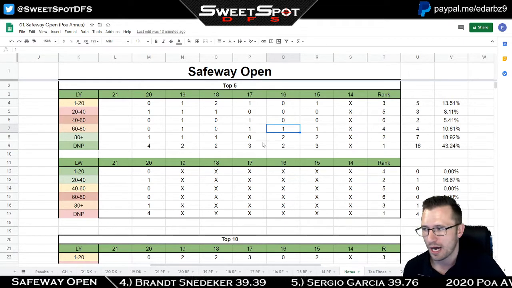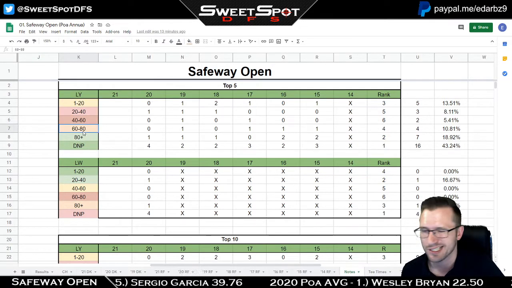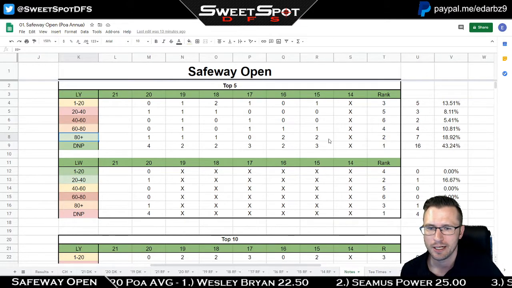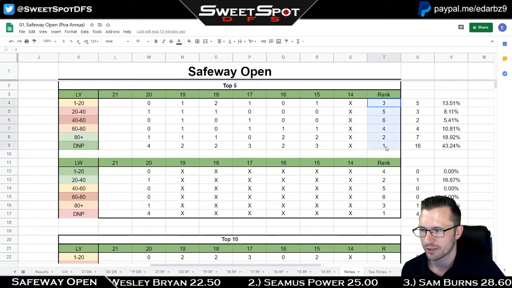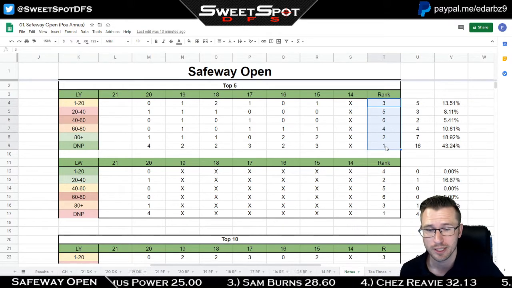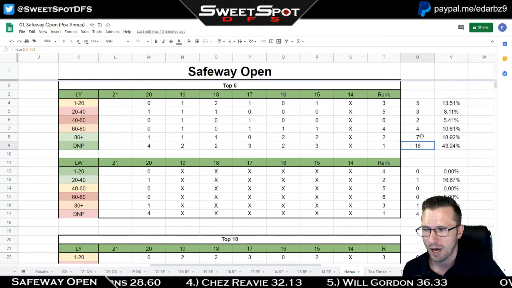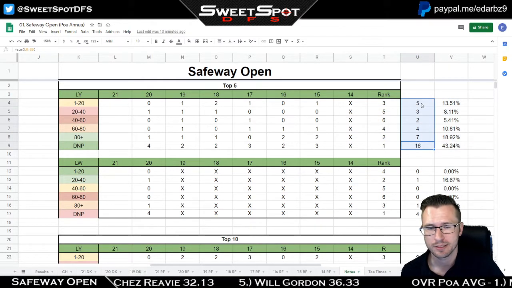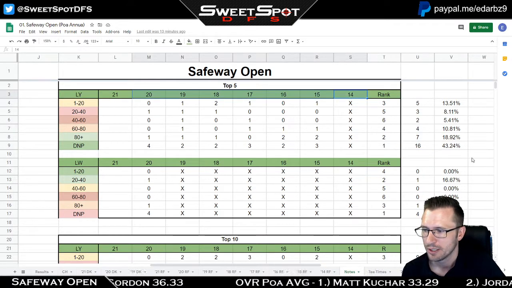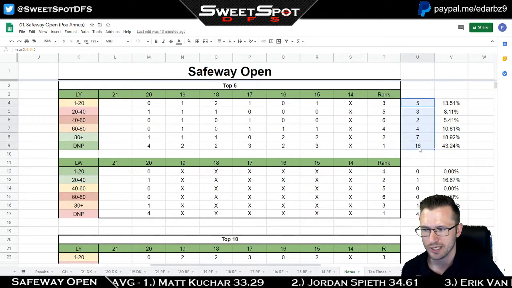So I have 6 ranges: 1 to 20, 20 to 40, 40 to 60, 60 to 80, 80 plus, and did not play. And I have rankings over here determining which one of those ranges are more important than the other. Then I also have numbers over here that indicate how often it has happened inside the top 10 over, obviously, these years you see up here. And then a percentage of that breakdown within that range, within these numbers.